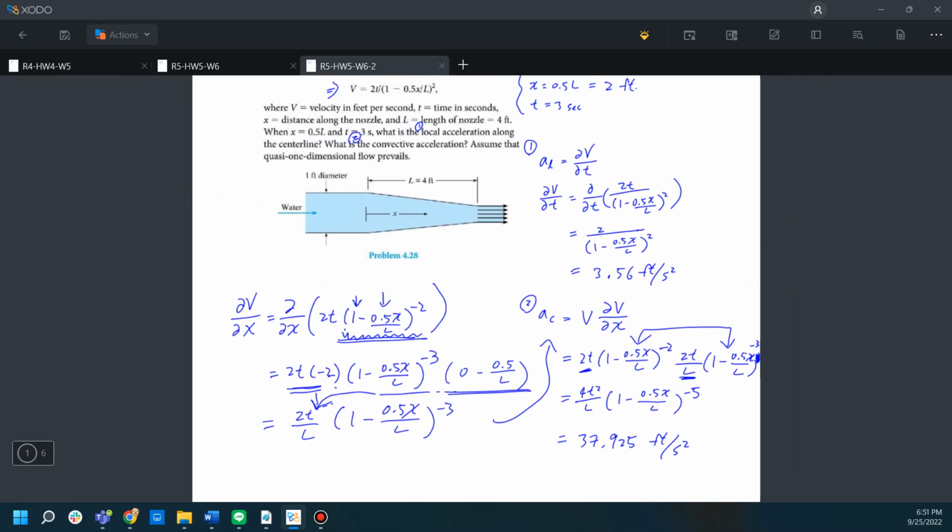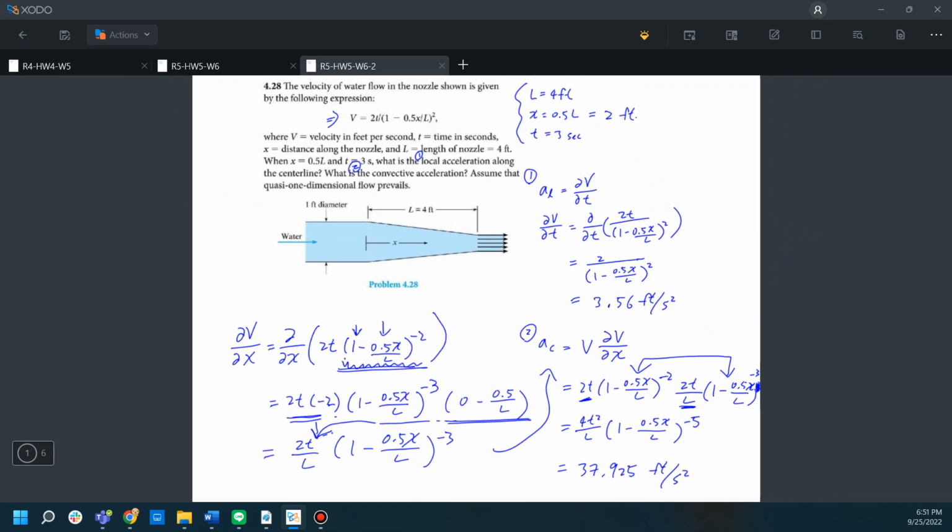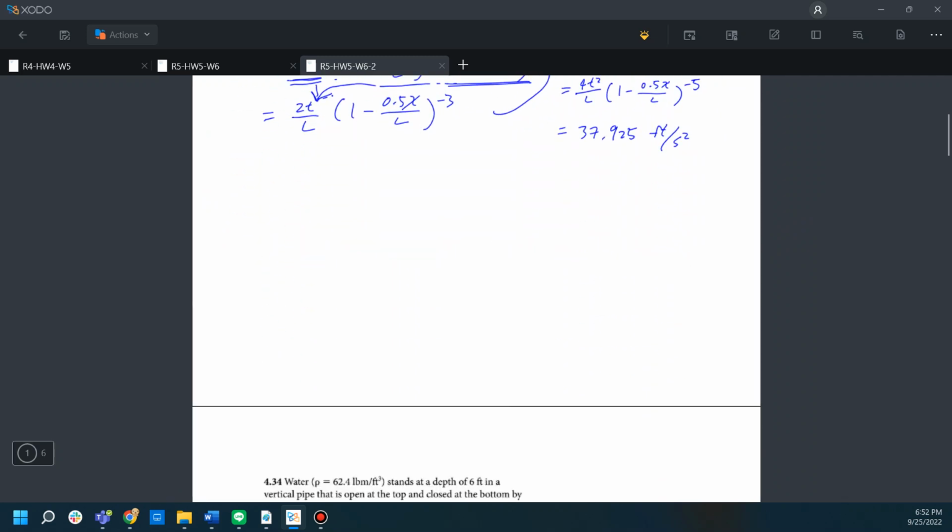Okay, so this problem is relatively straightforward. If you know the definition of the local acceleration and the convective acceleration, and know how to take a partial derivative, then this problem should be easy for you. Okay, now let's move on to the next one.